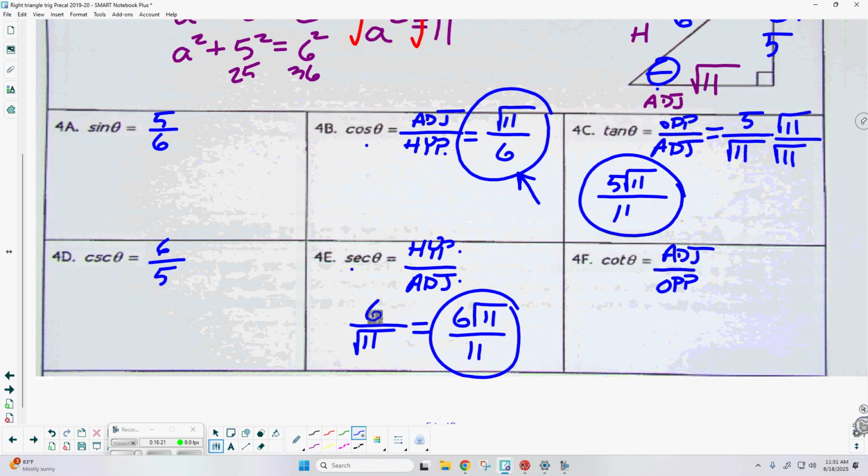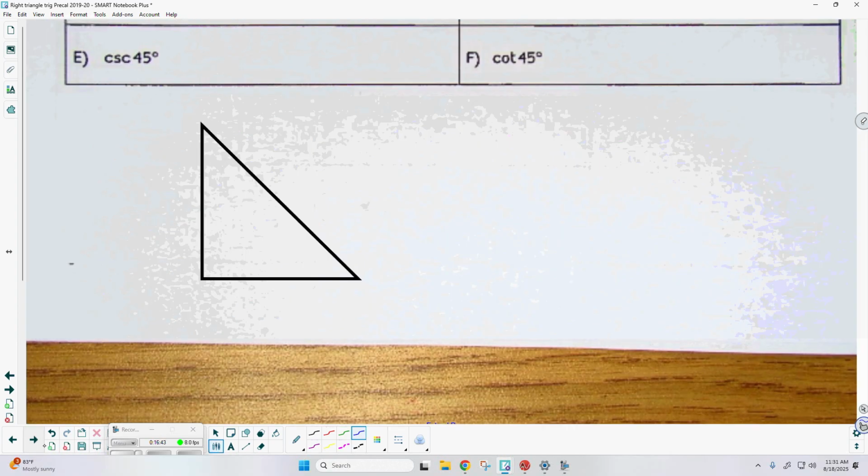Okay. And let's finish up. Sophia, what'd you get for 4F? There we go. And that's it. Okay. Anybody having a hard time? Anybody lost? Fantastic. Okay. Well, let's move on.